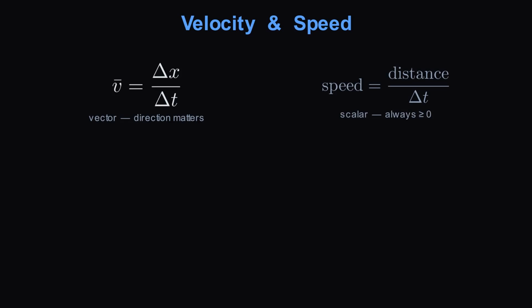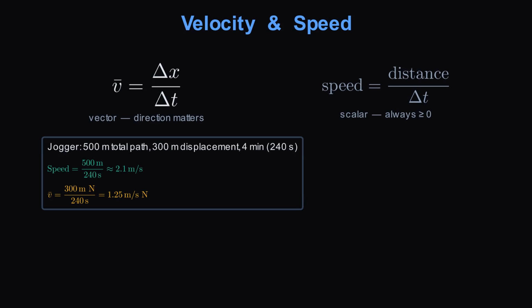Average velocity is the displacement divided by the time elapsed. V average equals delta x divided by delta t, where delta t is the time interval. Its units are meters per second. Because it is based on displacement, it is a vector. Direction matters. Average speed, by contrast, is total distance divided by total time. It is always positive. It is a scalar.